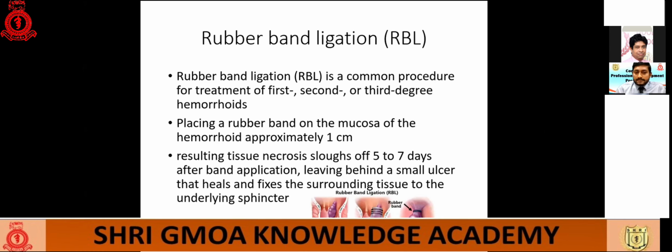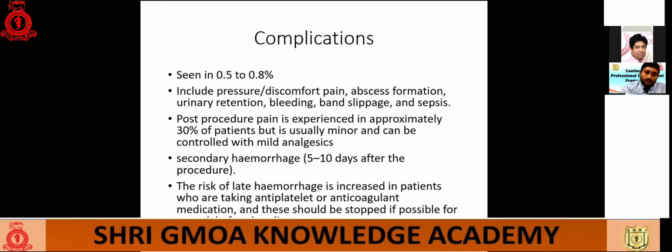We can place rubber bands, but we have to be very careful when we are placing them. If you place them near the dentate line, patients can get severe pain, and you have to remove the rubber band that you put. The other problem with RBL is that they can get delayed bleeding after 5 to 7 days once the hemorrhoid sloughs off. Complications are otherwise very rare, about 0.5 to 0.8% in RBL.